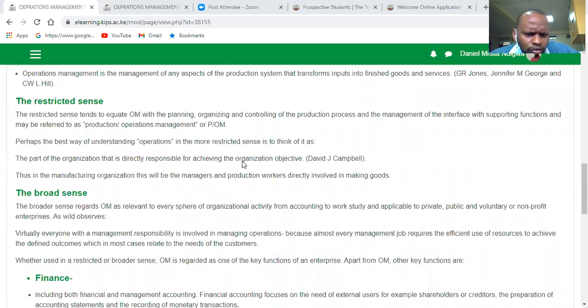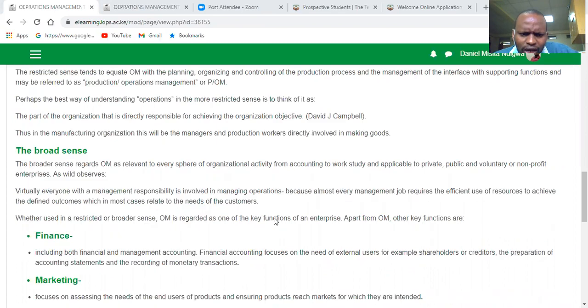Perhaps the best way of understanding operations management in a more restricted sense is to link it to the various parts that are directly responsible for achieving the organizational objectives. So at the end of the day, in the restricted sense, operations management aims at achieving the organizational objectives.